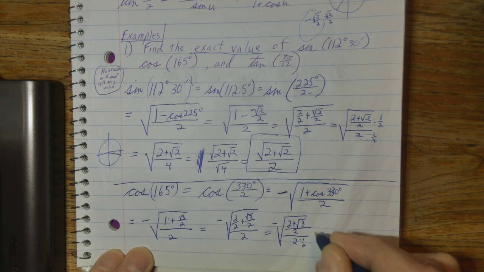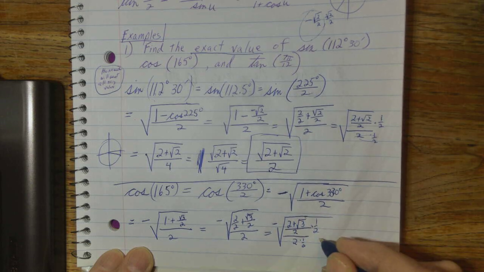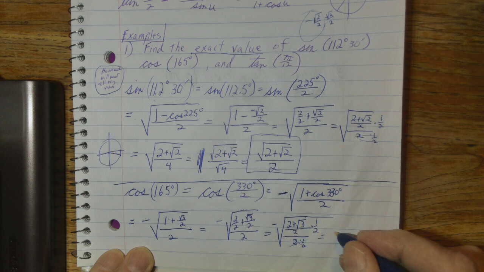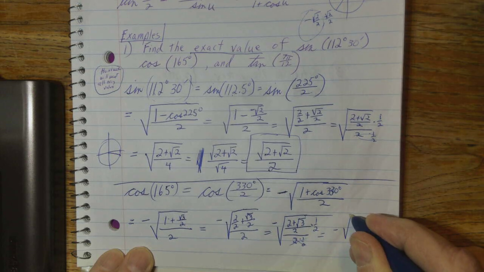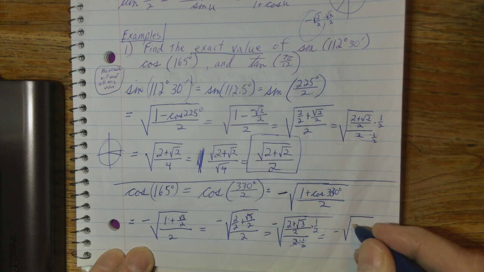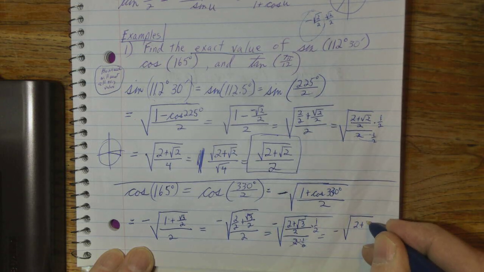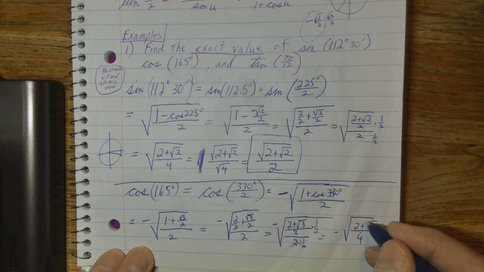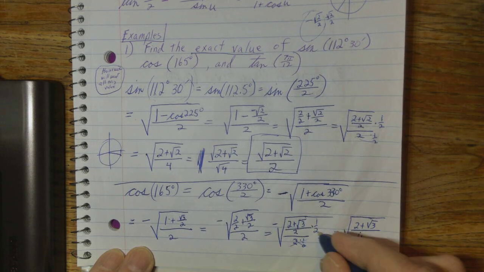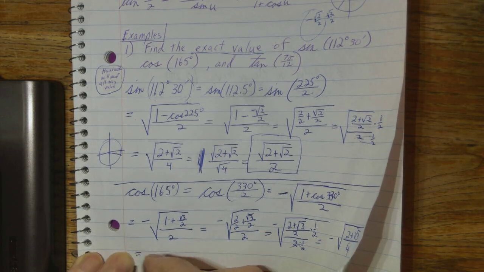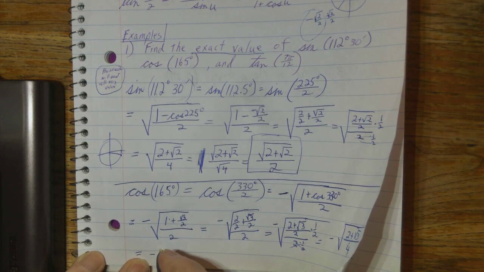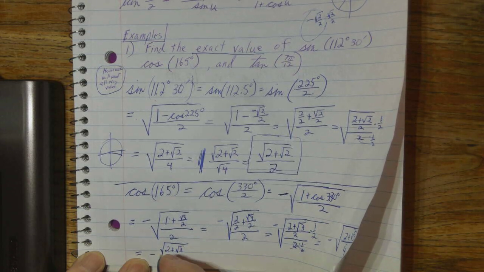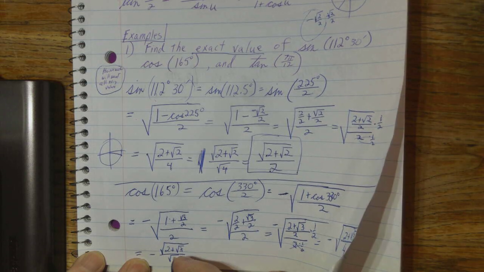Let me take that by a half and take it by a half up here. And that's basically gone. So 2 plus radical 3, and 2 times 2 is 4. Multiply the top by 1, the bottom by 2 times 2 to get 4. So it's negative here, square root of 2 plus square root of 3 over the square root of 4.